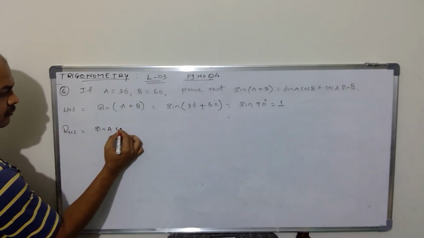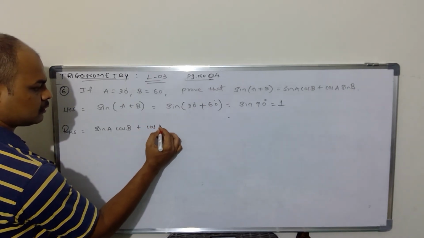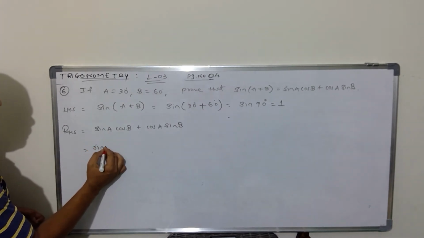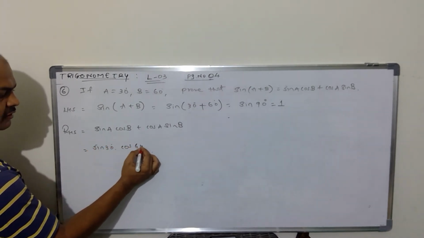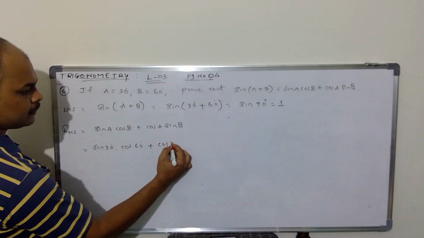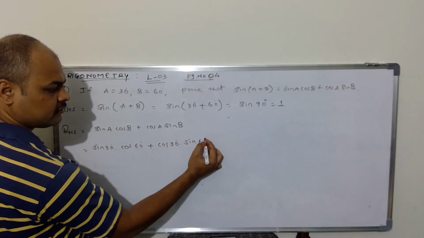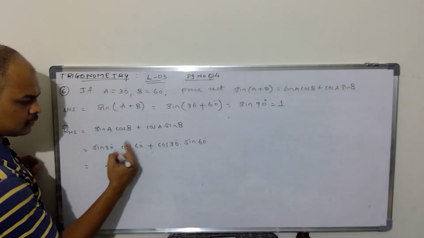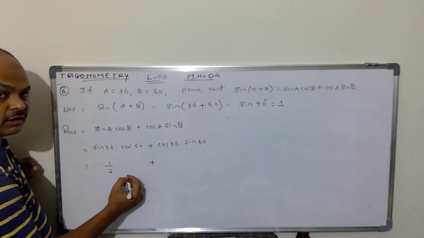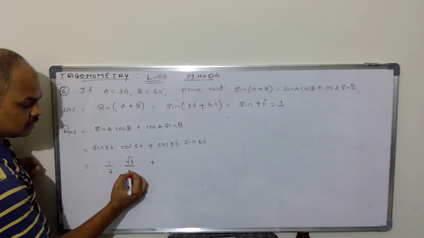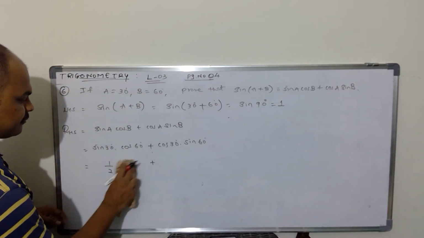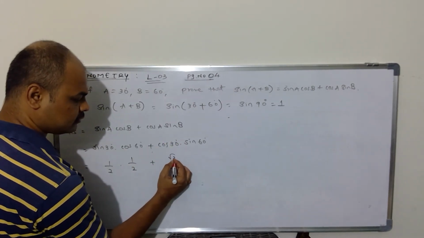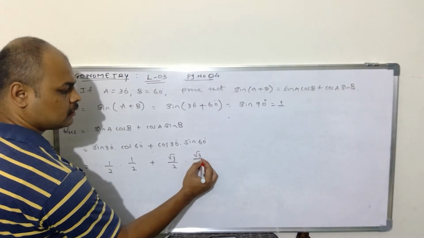So sine A cos B plus cos A sine B. Okay, let's put these values now. So sine 30 degree cos 60 degree plus cos 30 degree and sine 60 degree. Again put the values: sine 30 degree is half, cos 60, value of cos 60, it is root 3, sorry, my mistake, it is half. So it is 1 by 2. Cos 30, that is root 3 by 2. Sin 60, root 3 by 2.